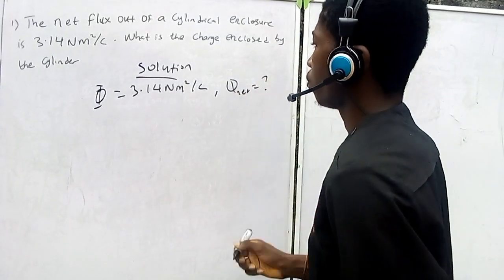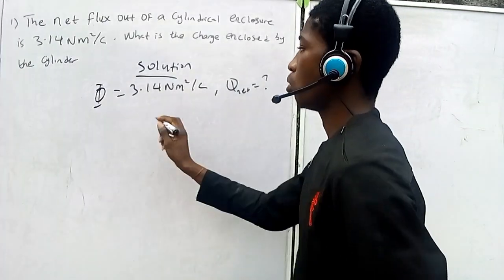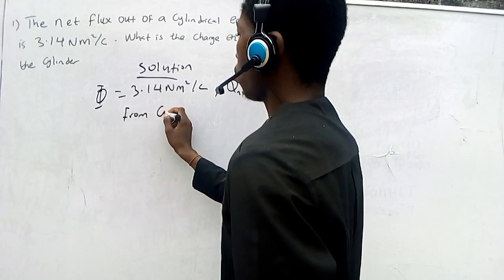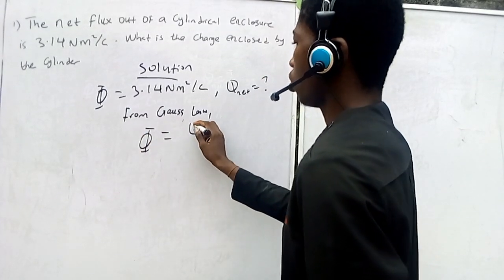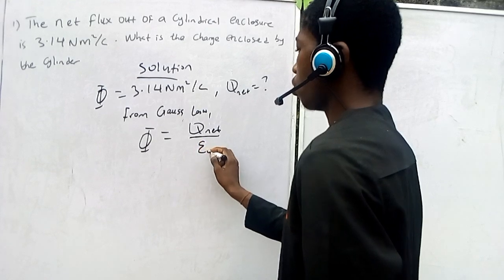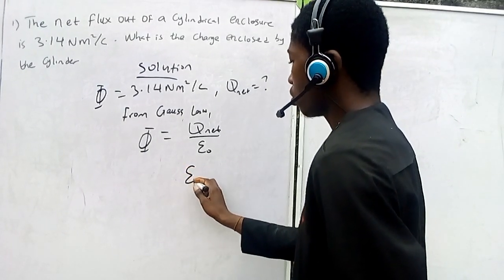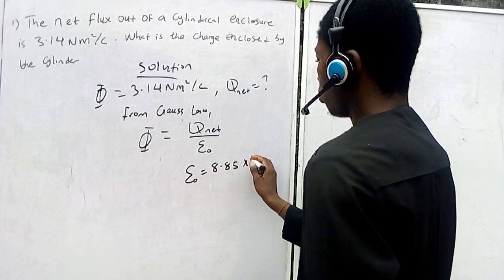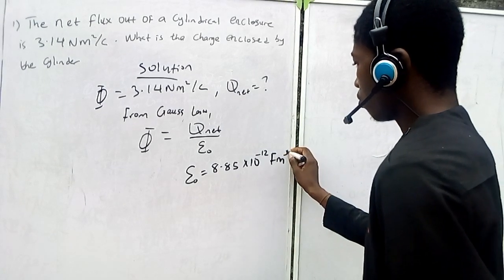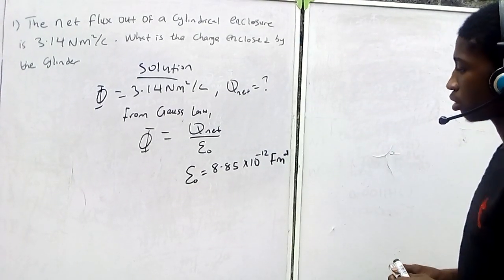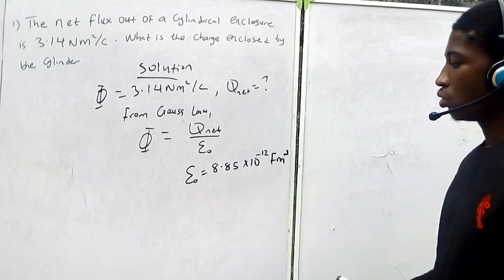What is the charge? What equation relates flux with total charge? Gauss law. So in your test you write: from Gauss law, flux is equal to the total charge divided by the permittivity of free space. Mind you, the permittivity of free space has its own value: 8.85 times 10 to the power of negative 12, with unit farad per meter. The farad is the unit for capacitance. This is what you need to solve this question.